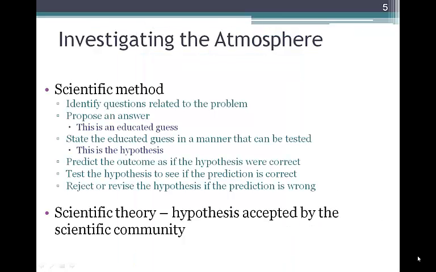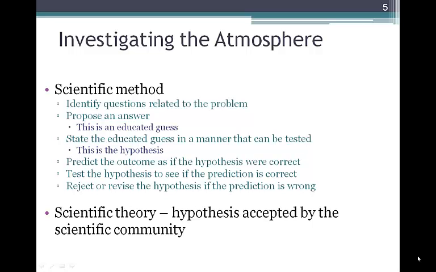When we investigate the atmosphere, we use the scientific method. Atmospheric science or meteorology or climatology, these are all scientific disciplines and subject to the scientific method. I'm sure that you've encountered the scientific method in other science classes you've taken, but as a quick review, the scientific method works by first identifying some problem and then proposing an answer to that problem, which we call an educated guess. And when you state that educated guess in a manner that allows it to be tested, you have yourself a hypothesis.